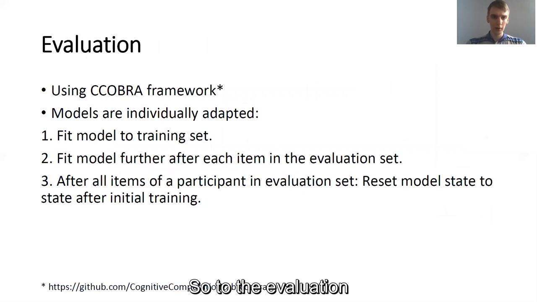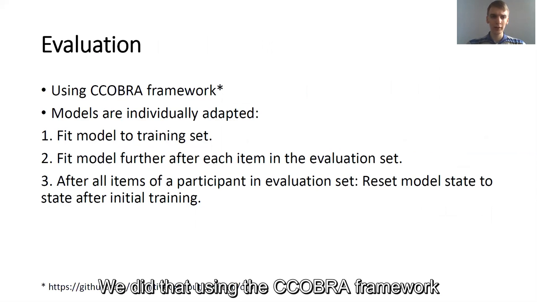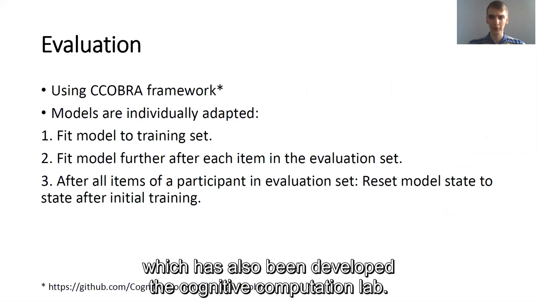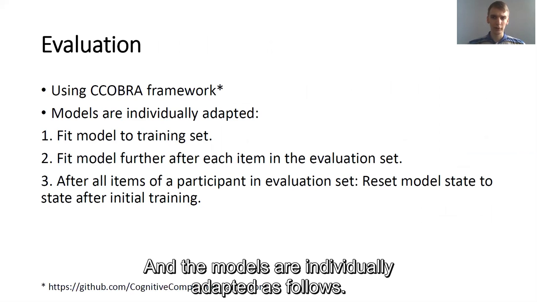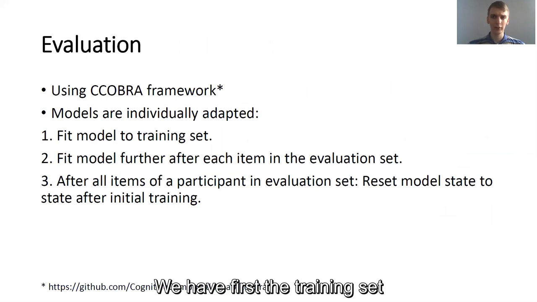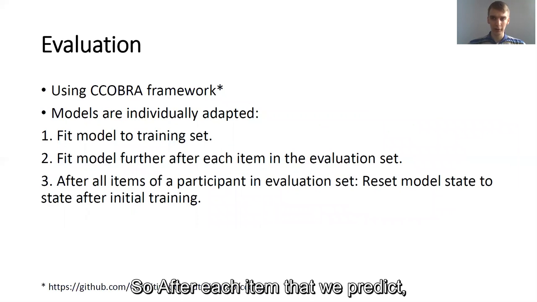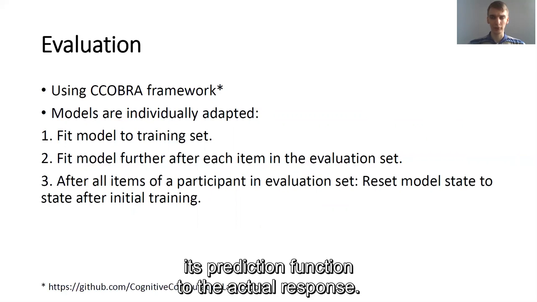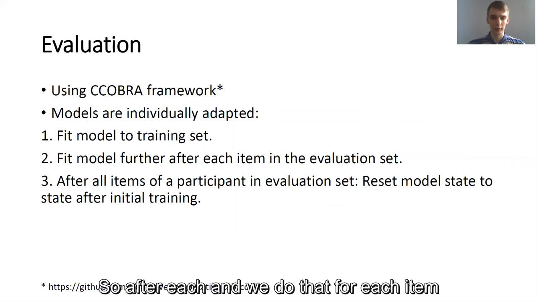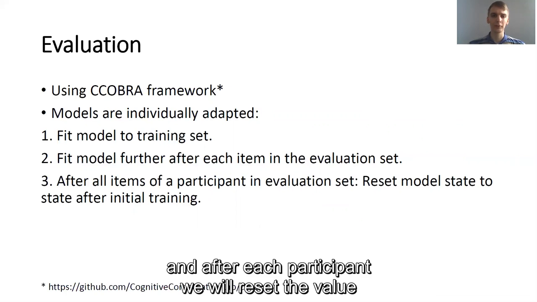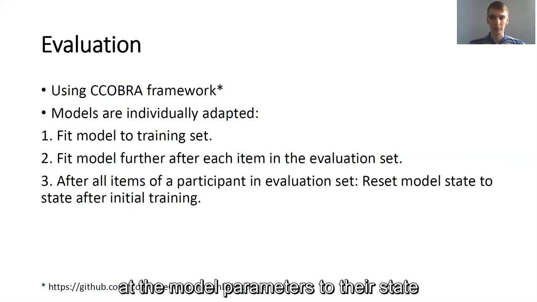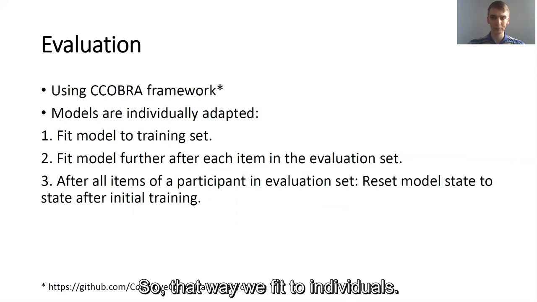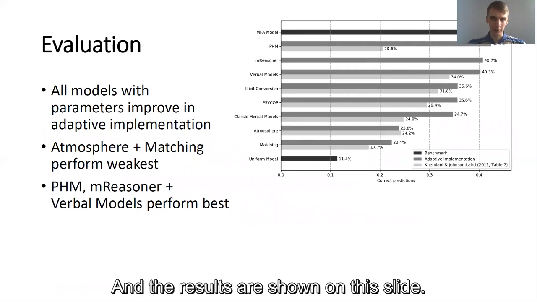So for the evaluation of all those models, we used the C-Cobra framework, which has also been developed at the Cognitive Computation Lab. And the models are individually adapted as follows. We have first a training set, which is used to fit the model. Then we traverse the evaluation set, participant after participant. After each item that we predict, we take the actual response and give it to the model, and the model can fit its prediction function to the actual response. We do that for each item, and after each participant, we reset the model parameters to their state after the initial training. So that way we fit to individuals.